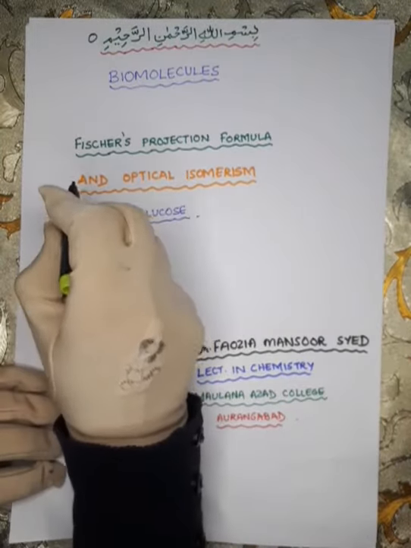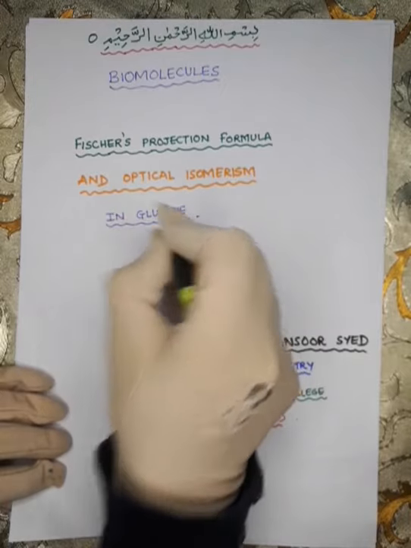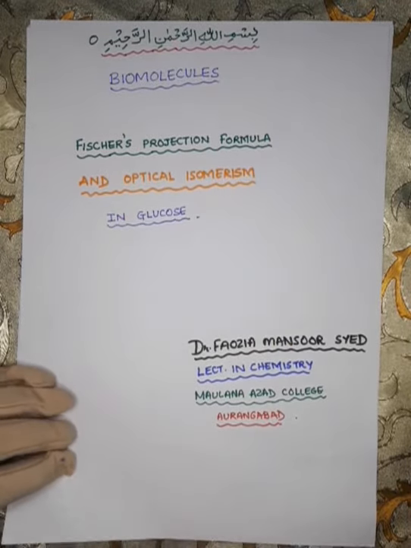Assalamualaikum. Today we will study about the Fisher's projection formula and optical isomerism in glucose, which is a subtopic of biomolecules.